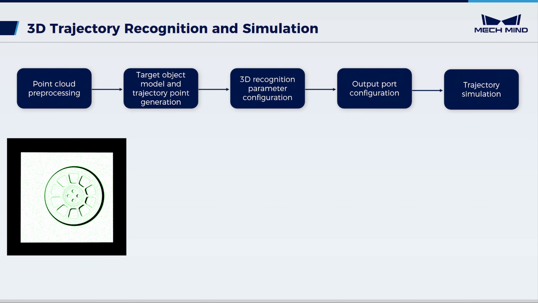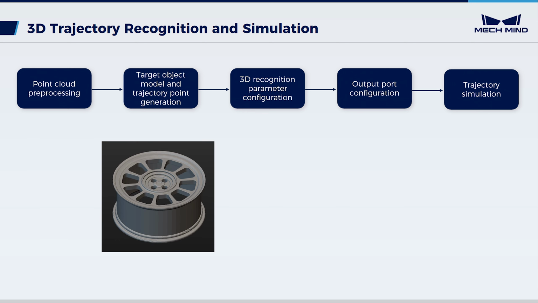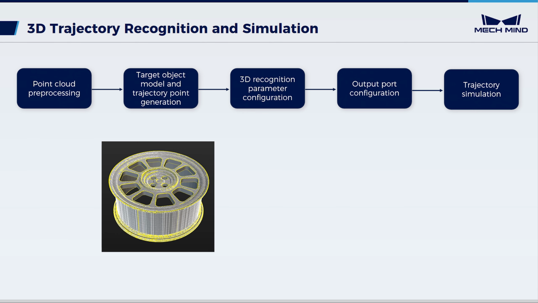Point cloud preprocessing is used to filter and denoise the point cloud captured by the camera. It eliminates irrelevant point cloud to improve the target object recognition efficiency. During the target object model and trajectory generation stage, the object point cloud model and trajectory points can be generated in the target object editor as the reference path for robot execution.